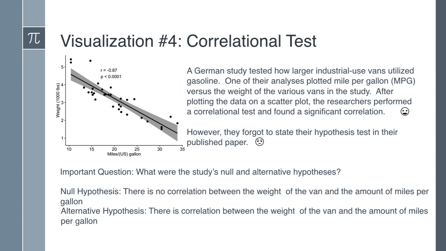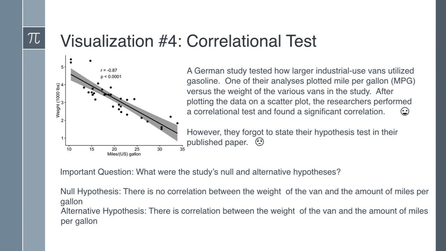Based on the question and on the test that we're carrying out, the null hypothesis will be, there is no correlation between the weight of the van and the amount of miles per US gallon. And the alternative hypothesis should have been, there is a correlation between the weight of the van and the amount of miles per US gallon.